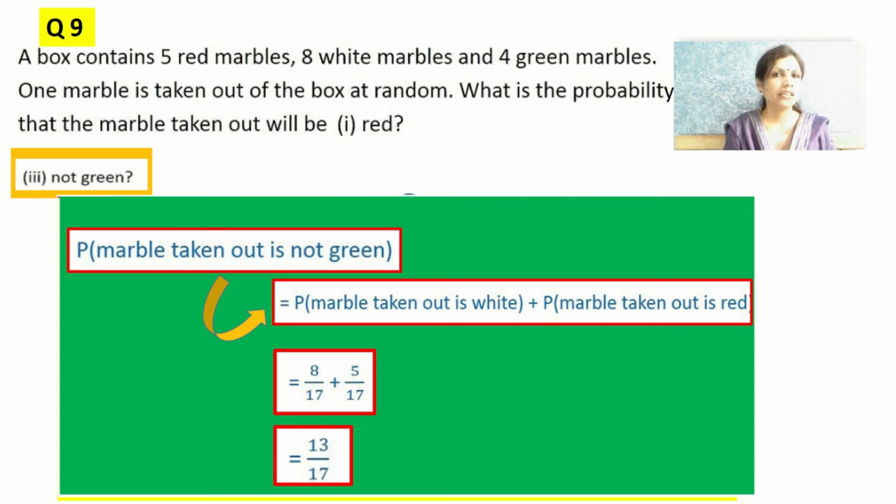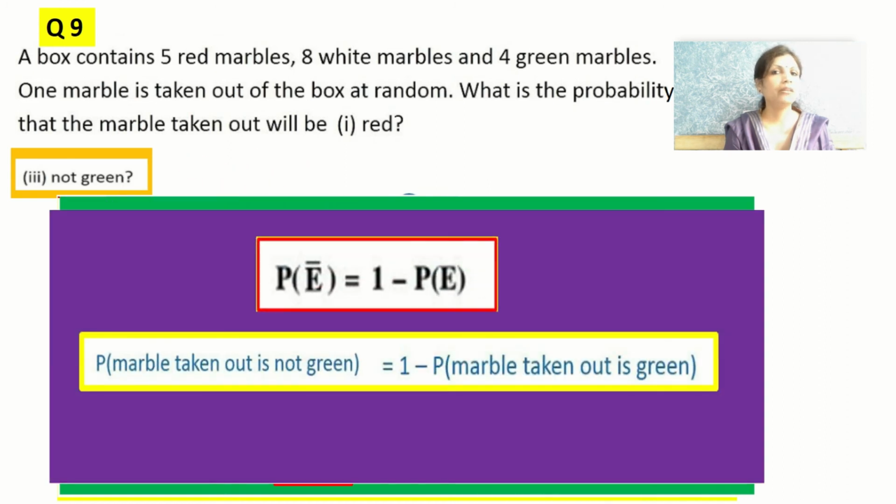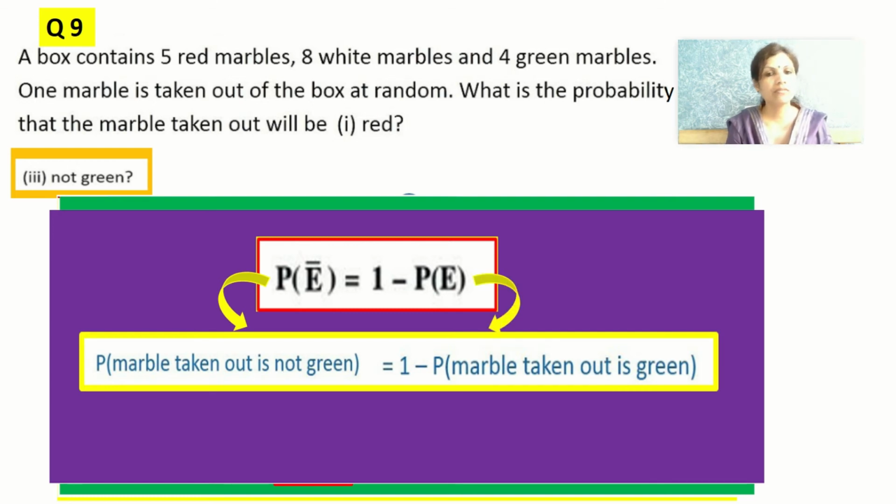I hope you're finding it easy, because all the sums are based on the formula for finding the probability of an event. Now this can be solved by the other method also. We can use probability of not E is equal to 1 minus probability of E. So the probability of the marble taken out which is not green is equal to 1 minus the probability of the marble taken out which is green. So this way also you can solve it. You have to try this on your own. Your answer will surely be the same. Alright, so now the next sum.